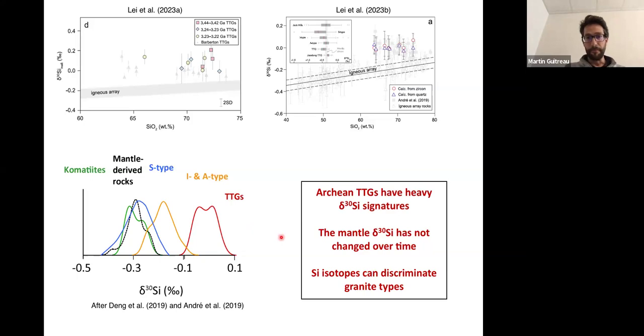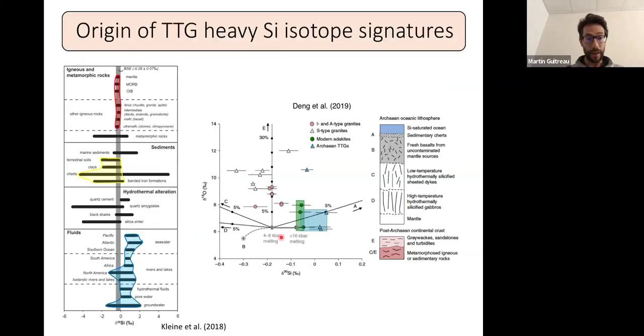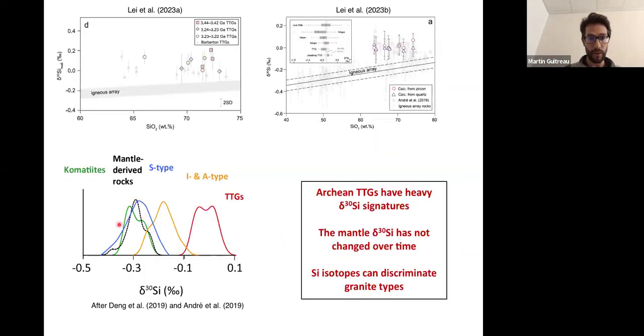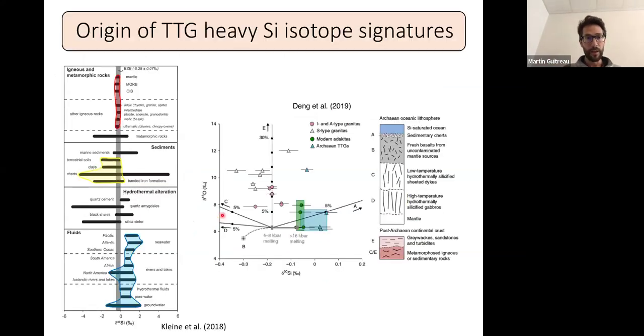But how can we explain the heavy signature in the TTGs? It's fairly easy to explain for the S-type, but for the TTGs, how do we explain that? So if we look at this compilation from Kleiner et al. 2018, you have various types of rocks: igneous, metamorphic, sedimentary, hydrothermal, fluids. As you can see, most of the fluids have the tendency to have heavy silicon isotope compositions.